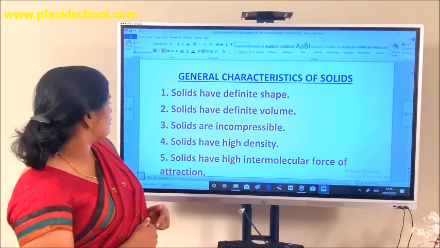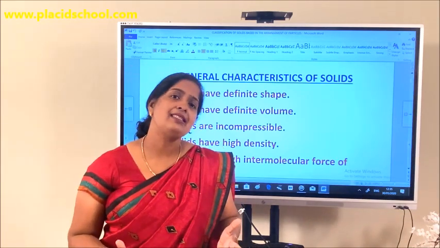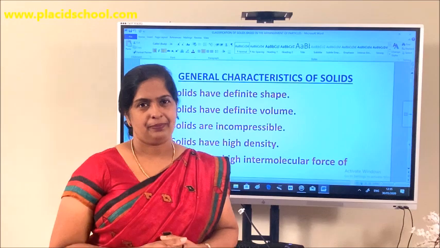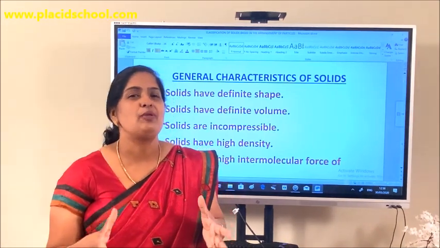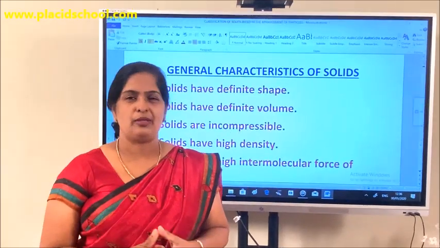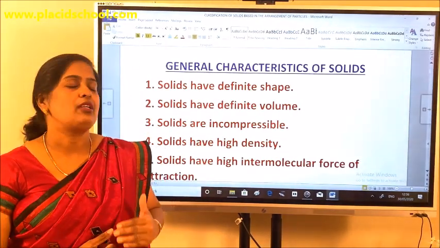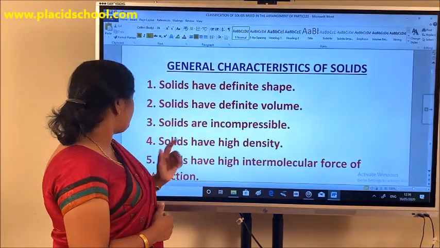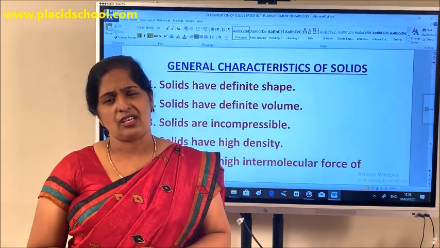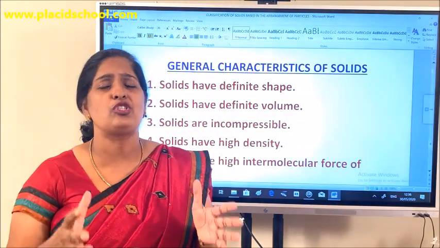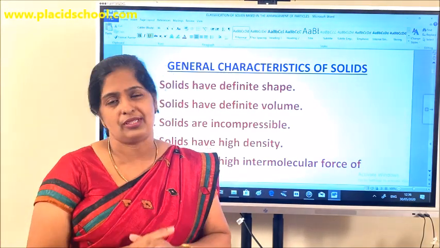The fourth characteristic, solids have high density. We know density is equal to mass by volume. And since the particles in the solids are closely packed, its volume will be less for a unit mass. So its density will be higher, because mass by volume is density. Now the fifth point, solids have high intermolecular forces of attraction. Actually, this attractive force between the particles of solids tends to keep the particles closer.